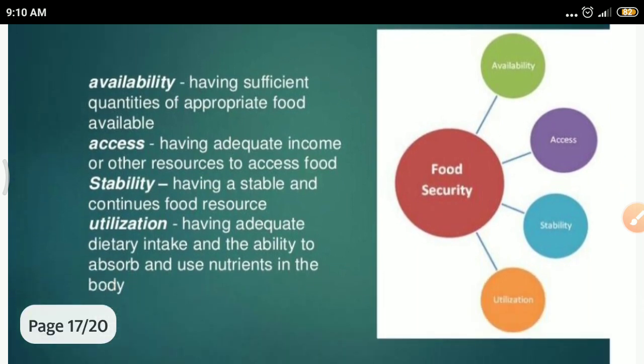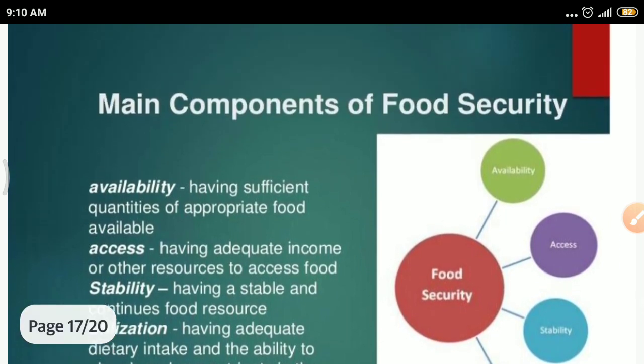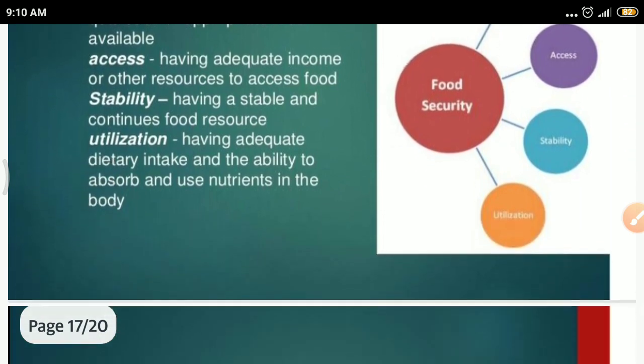First is availability, whether we are having availability of all the food resources. Accessibility, stability and utilization. Availability means having sufficient quantity of appropriate food available. Accessibility means having adequate income or other resources. Stability means having a stable and continuous food supply. And utilization means having adequate dietary intake and the ability to absorb all the nutrients in the body. These are the main components of food security.